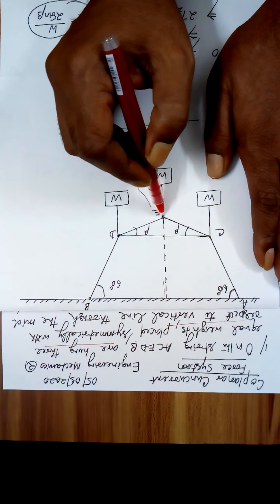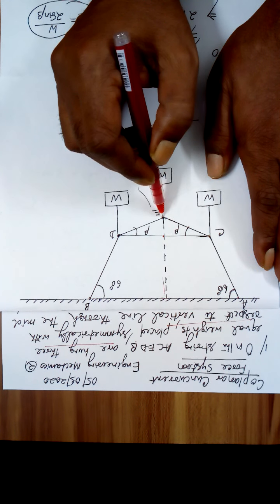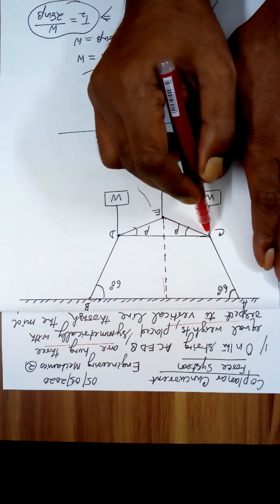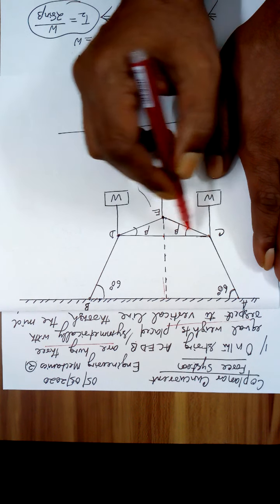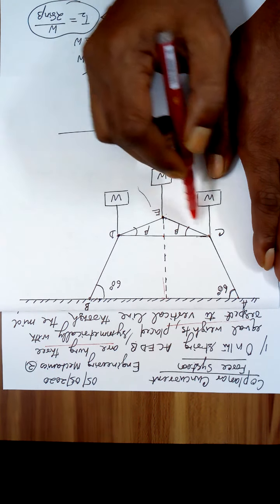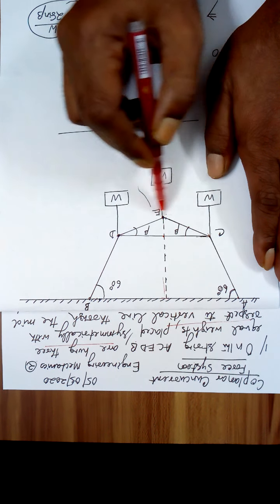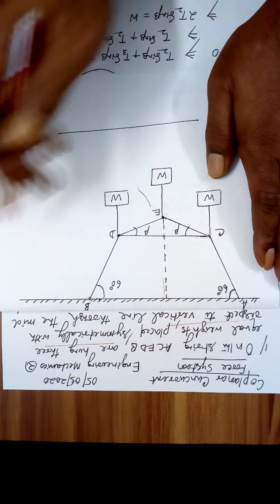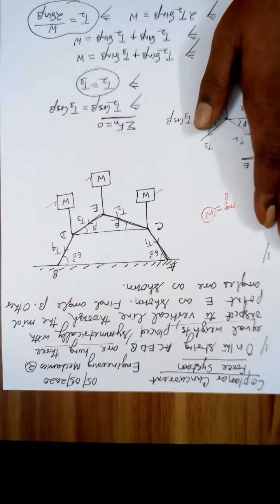So this point E is the midpoint of the string from CED. E is the midpoint of the part of the string from C to D, like this. So they are placed symmetrically, right?